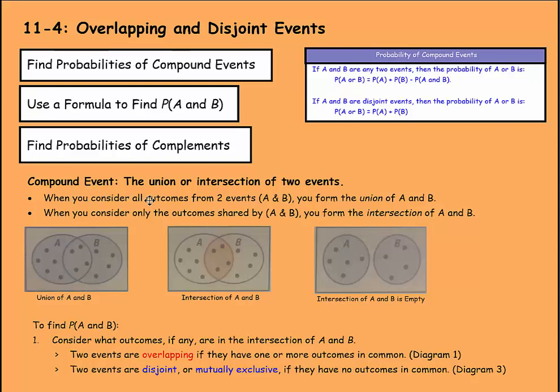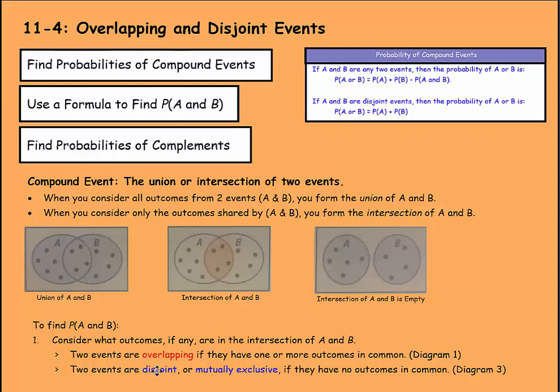When you consider all the outcomes from two events, A and B, you often form the union of A and B, meaning, are there any that match both criteria? When you consider only the outcomes shared by A and B, this area here, you form the intersection. That's what this is called, the intersection of A and B. So to find A and B, first you need to consider what outcomes, if any, are in the intersection of A and B. So in this example, that would have been seniors and boys. Two events are overlapping if they have one or more outcomes in common. So that's what that situation would be.